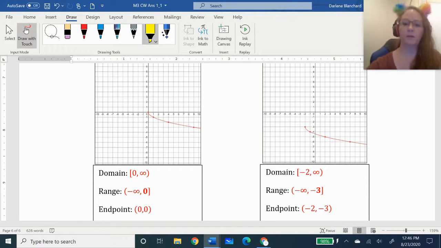I did something and it's not drawing for me. So anyway, hopefully you can see that there. And then the endpoint is 0, 0.